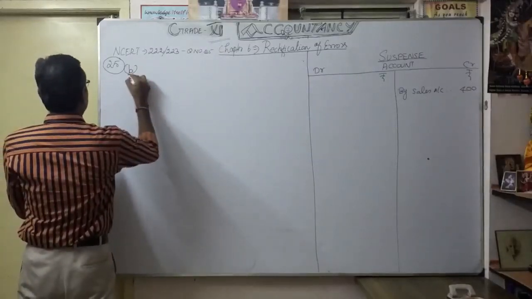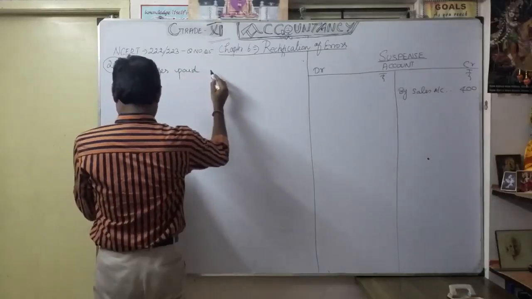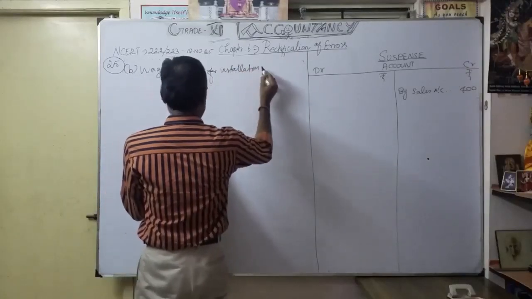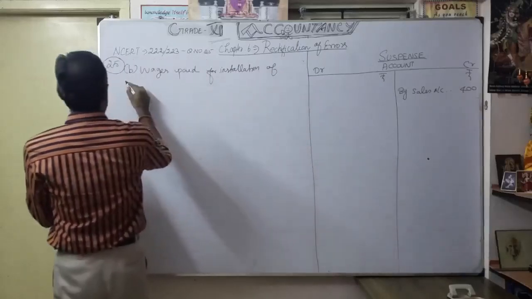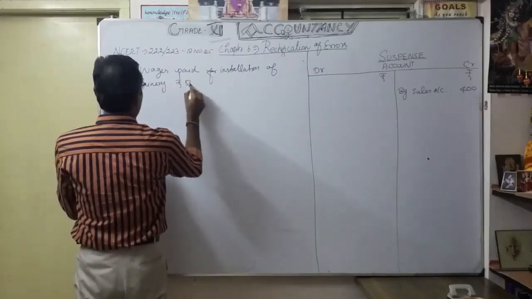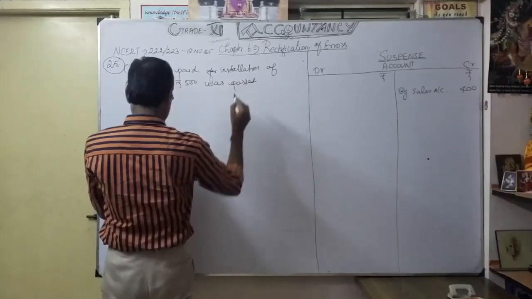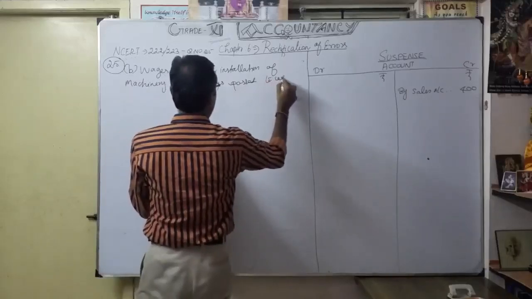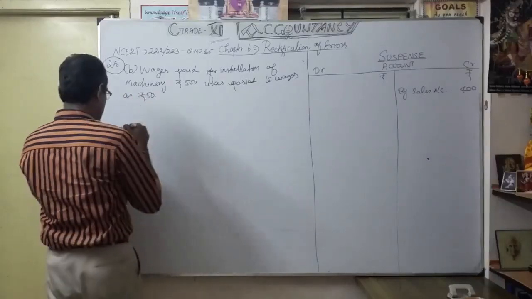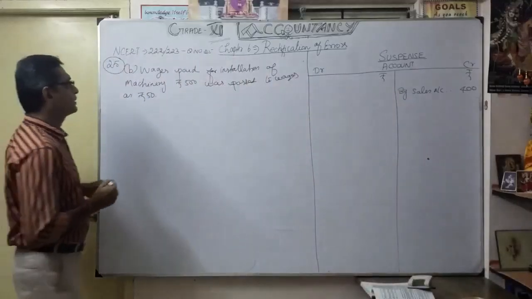So what is B? See what they have given: wages paid for installation of machinery. How much? 500 was posted to wages account as rupees 50. That is the transaction they have given.